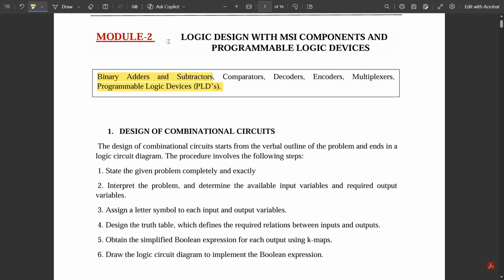So the module name is Logic Design with MSI Components and Programmable Logic Devices. Okay, some simple logic design circuits which you need to be knowing. You should be knowing that.